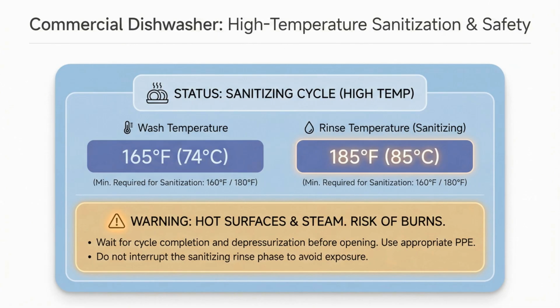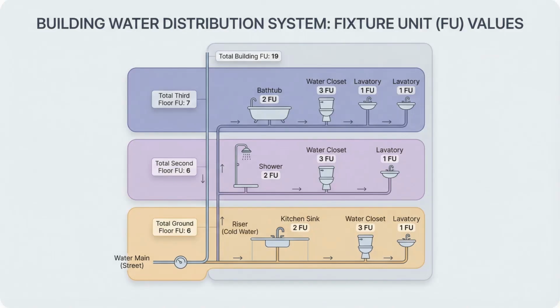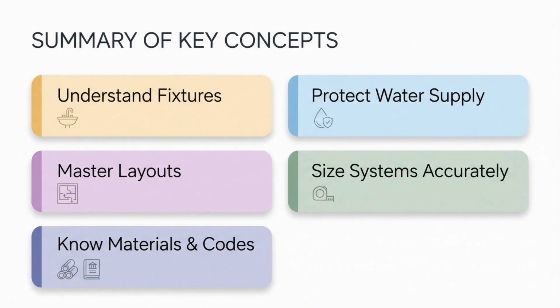Finally, let's discuss sizing a commercial water distribution system using the average pressure loss method. This method requires calculating the pressure available for friction loss, ensuring a minimum flow of 2.6 kilopascals per meter. You'll determine the total demand in fixture units and use specific tables to size the pipes based on acceptable water velocities.